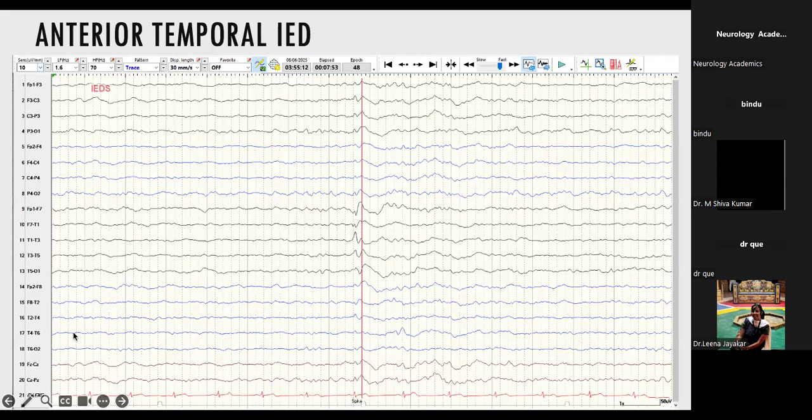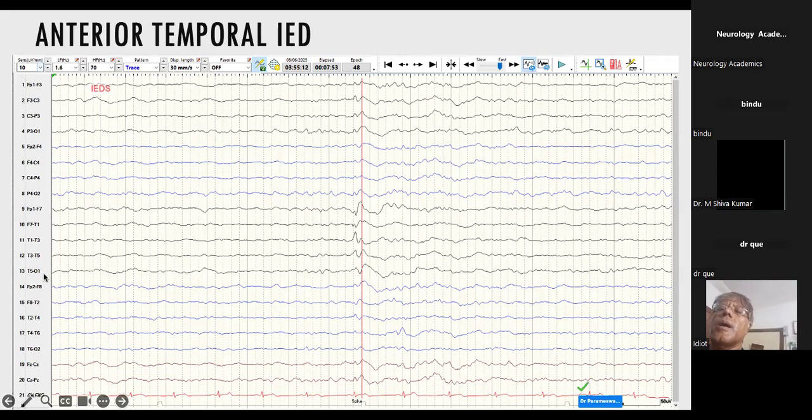Coming to the IEDs, first I will talk about the anterior temporal IEDs, then mid temporal IEDs, then posterior temporal IEDs, based on the location, based on the irritative zone: anterior temporal, mid temporal, and posterior temporal.